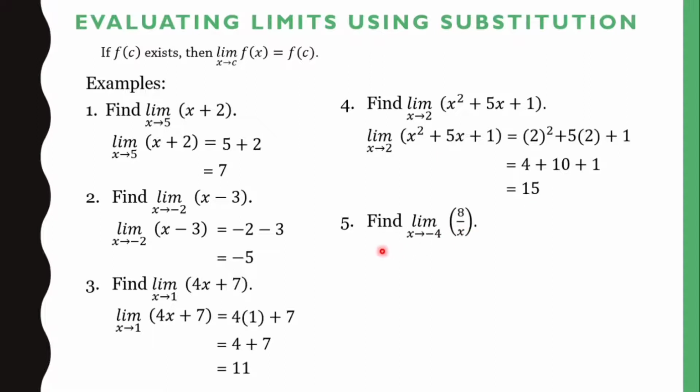Next example, we have to find the limit of 8 over x as x approaches negative 4. Again, we substitute x with the value of c, that is negative 4. So we'll have 8 over negative 4, or that's 8 divided by negative 4. 8 divided by negative 4 is negative 2. Therefore, the limit of 8 over x as x approaches negative 4 is negative 2.